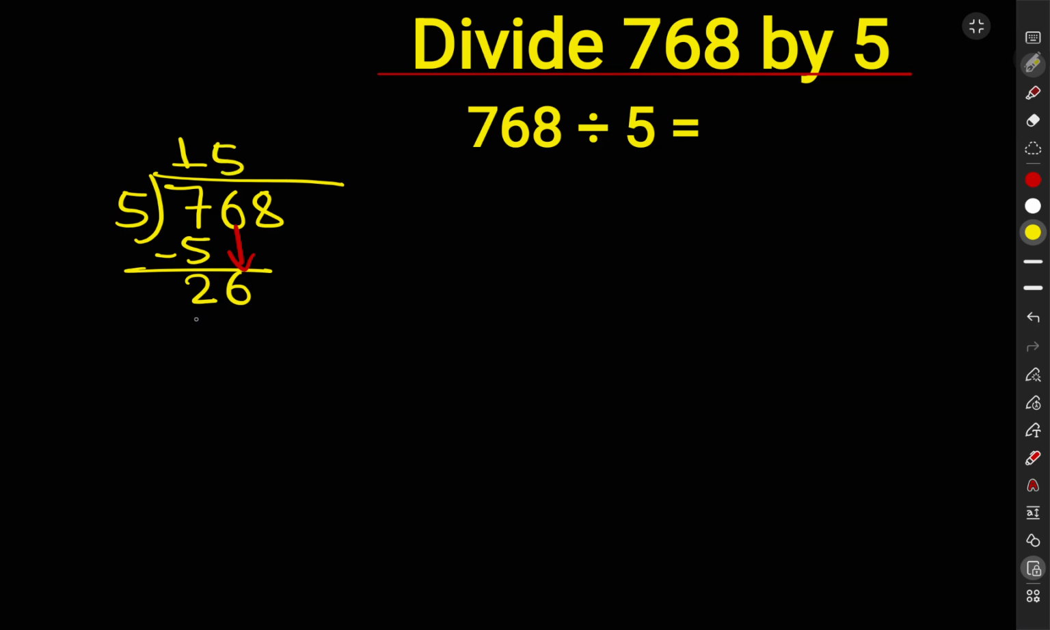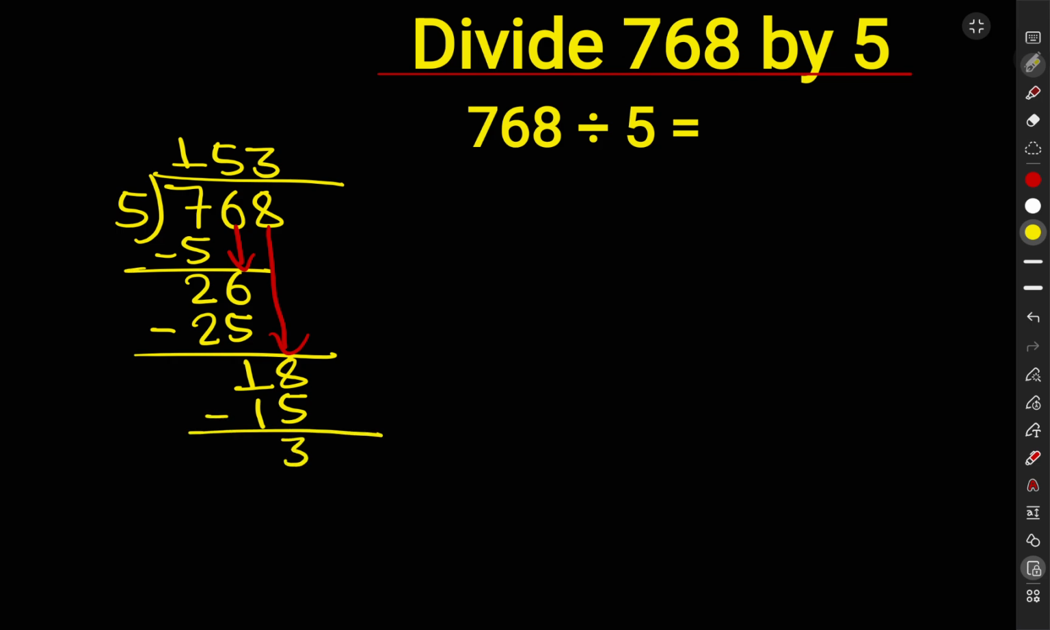5 times 5 is 25. On subtracting, we get 1. So again we put down this 8 and it is 18. 5 times 3 is 15. On subtracting, we get 3.